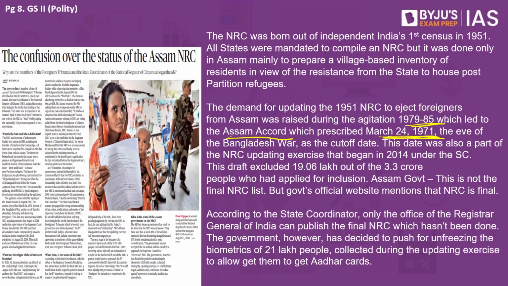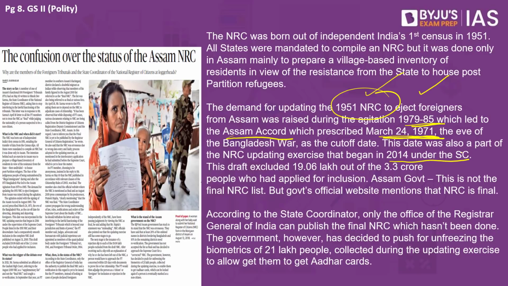Now, how do we decide who are the people who came before this date or after this date? We will use the data of the 1951 NRC, and also we will use other documents such as a voter list, etc. of those years. That is why it was decided that this NRC of 1951 will have to be updated. The Supreme Court in fact gave this order in 2014 to update the NRC in Assam specifically.